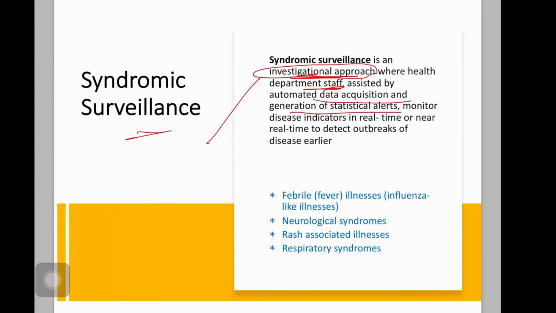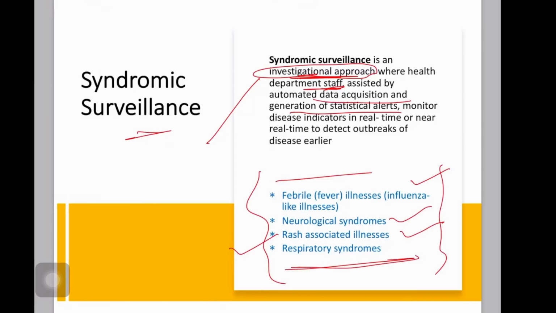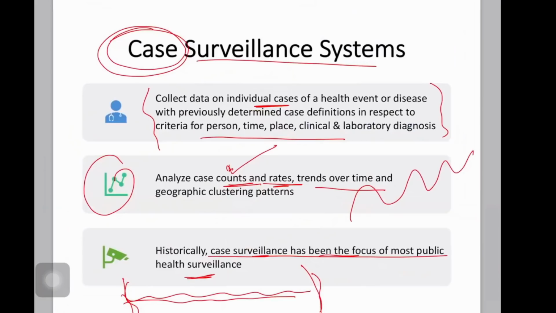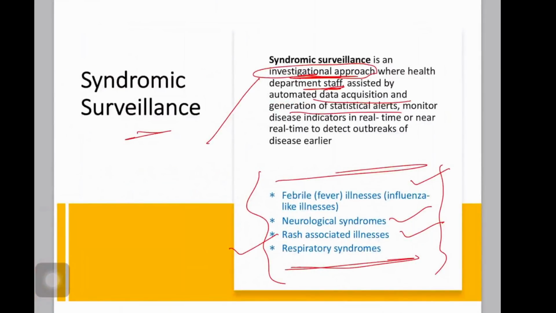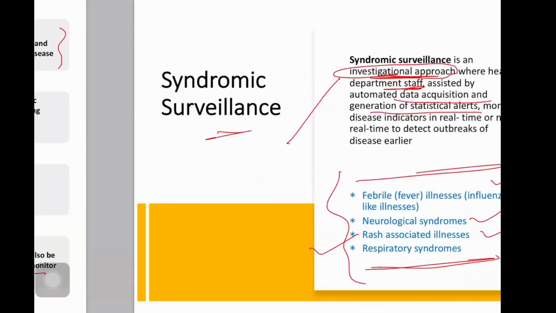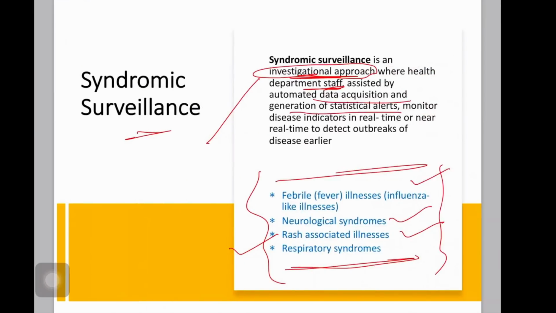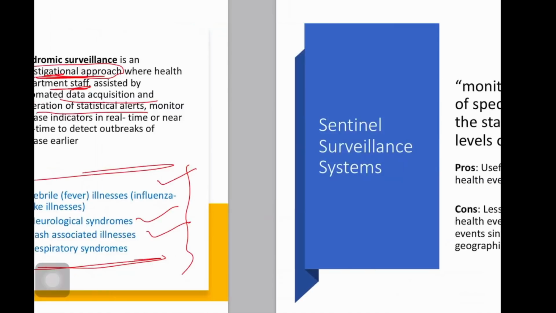What could be an example of that? For example, the neurological syndrome, we have rash-associated illness, we have respiratory illness, we have febrile fever illness, just like influenza-like illness. So this kind of disease, you see, these are not diseases like the pandemic. These are diseases which are non-pandemic or epidemic type. So this could be done with the help of syndromic surveillance.